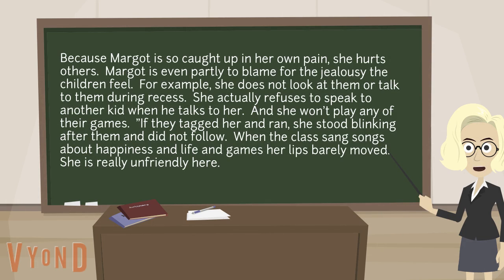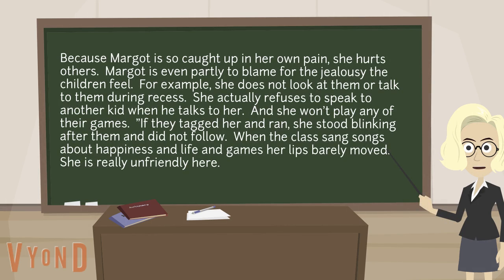Because Margot is so caught up in her own pain, she hurts others. Margot is even partly to blame for the jealousy the children feel. For example, she does not look at them or talk to them during recess. She actually refuses to speak to another kid when he talks to her. And she won't play any of their games. If they tagged her and ran, she stood blinking after them and did not follow. When the class sang songs about happiness and life and games, her lips barely moved. She is really unfriendly here.